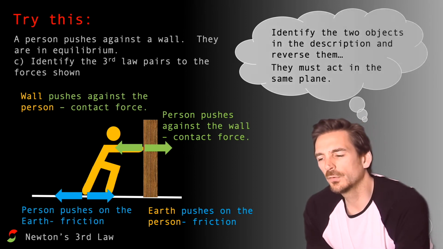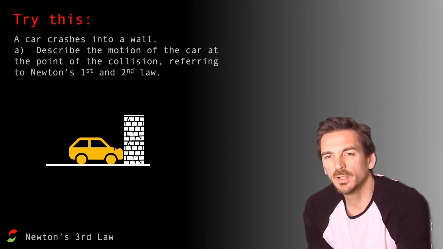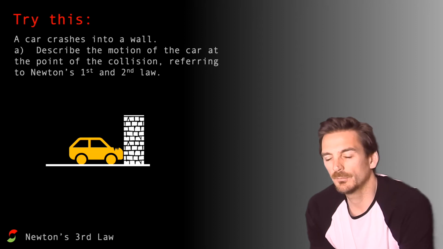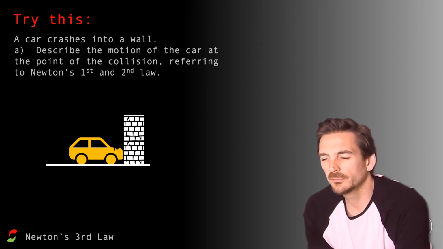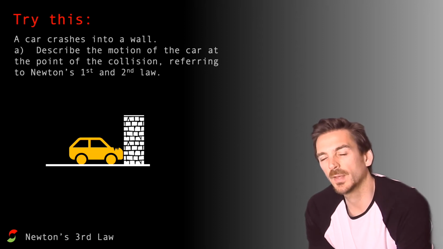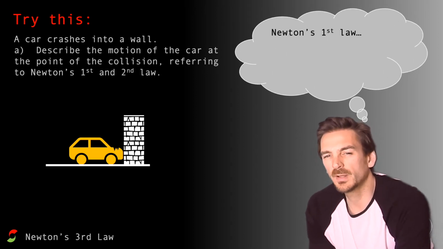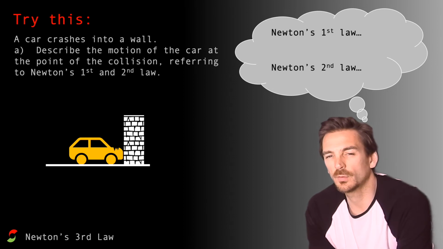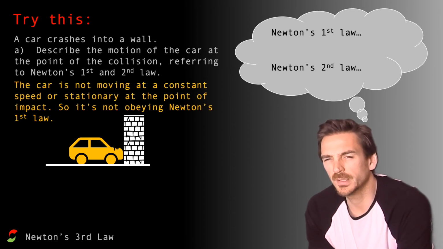Okay, so for the next one, you need to know about third law pairs for collisions as well as for objects that are in equilibrium. So here we've got a car colliding with a wall, and it's at the point of impact. So let's say we need to describe the motion of the car at the point of impact by referring to Newton's first law and second law. So what I'm thinking here is that I must make reference to Newton's first law because it says that in the question, and I must make reference to Newton's second law. It's not moving at a constant speed, and it's not stationary.